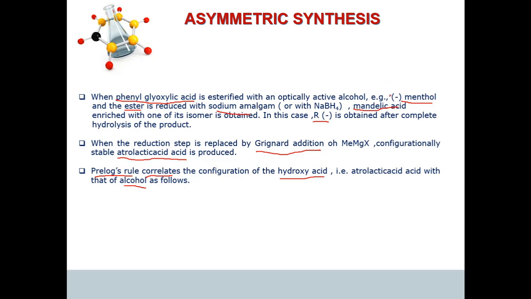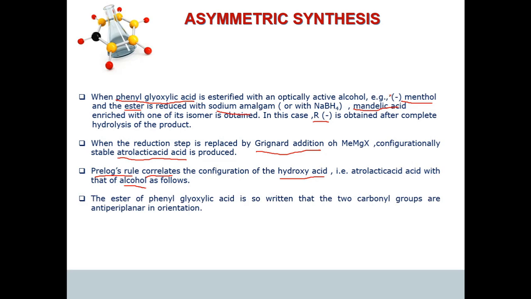Now let me say I am unaware of the stereochemistry or configuration of my alcohol, but I perform all these steps in a sequential way. I end up with an atrolactic acid, and if I can find out the stereochemistry or configuration of my atrolactic acid, I can correlate that configuration with that of my alcohol whose configuration is not known. One has to remember that. So when we try to work out Prelog's rule, we have to remember this very crucial point.